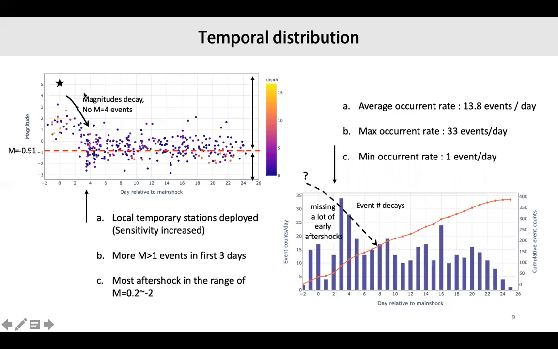The largest aftershock directly drops to magnitude 3, and there's no magnitude 4 events. This could be due to the big stress drop of the main shock, and the remaining stress is not enough to produce magnitude 4 events. The right figure here shows the daily seismicity rate. We, on average, get 14 events per day in the first month, though, again, a lot of the seismicity were missing in the earlier days.